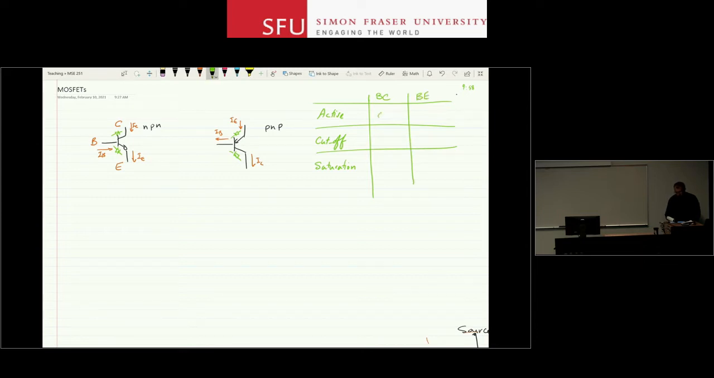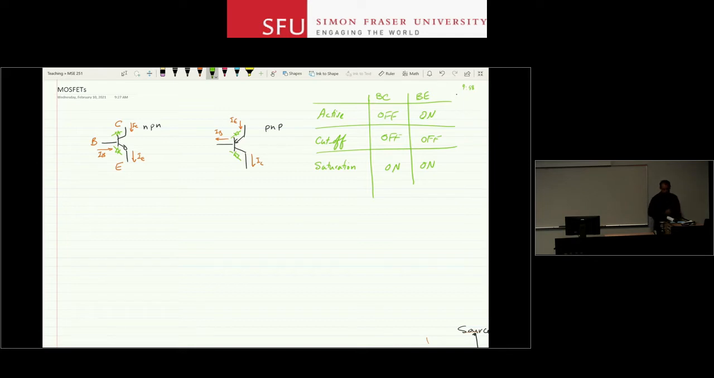region the base collector diode is off. Off means reverse biased in this case. It doesn't mean that it is not conducting current, right? So off means reverse biased. Base emitter is on. In cutoff both diodes are off. And in saturation both diodes are on. And we said there's another region, reverse active, that we never use.